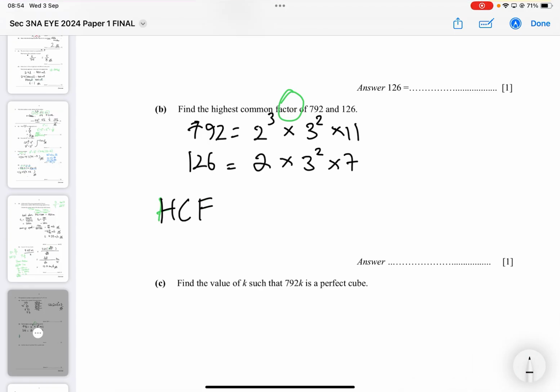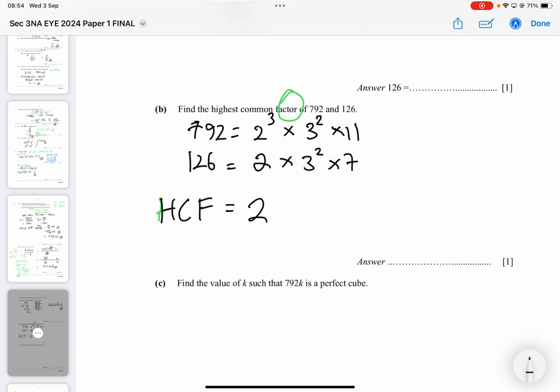Okay? So HCF of these two numbers, I want factor. So I want to be very selective. Between 2 to the power of 3 and 2, I want the smaller number because I want factor. Factor, common, so it must be a small number. The highest is a misleading word. I only want common factor. So common factor is a small word, is a small number. I only take the smaller between the two.